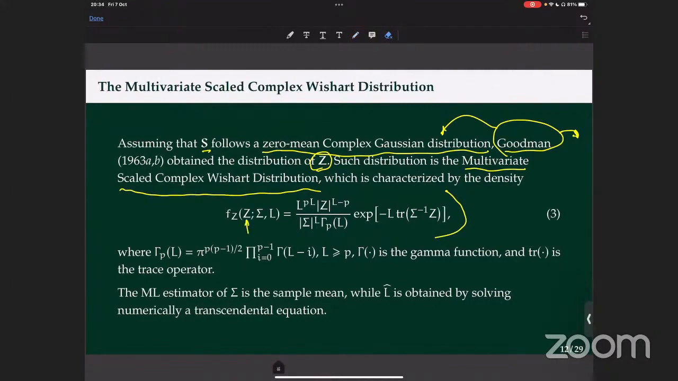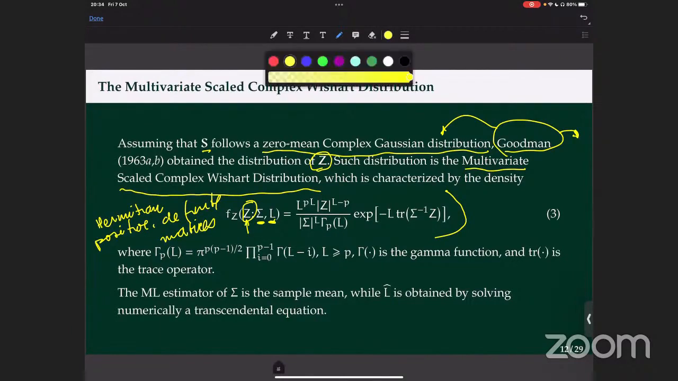This density is indexed by Z. Z is the set of Hermitian positive definite matrices, because all my observations are Hermitian positive definite complex matrices. The density is indexed by the covariance matrix that we saw before, and by L, which is the number of looks. Why do I say that this density is deceivingly simple? Because if you look closely, let me erase a bit of the mess I made here.